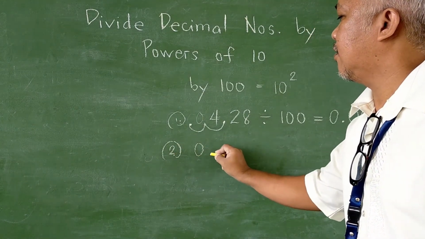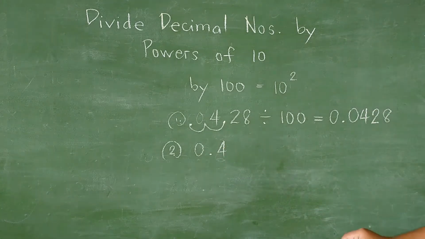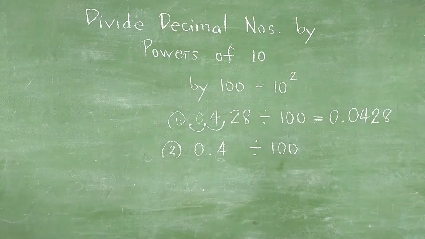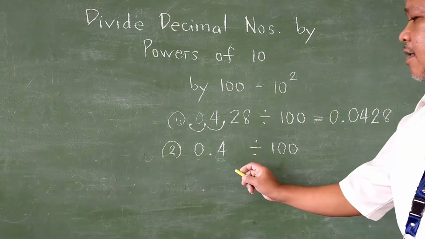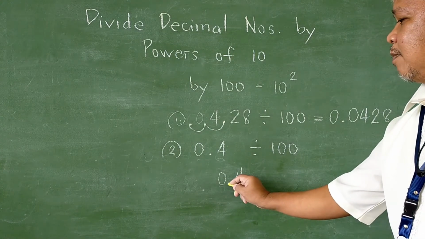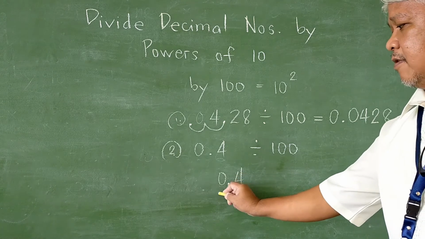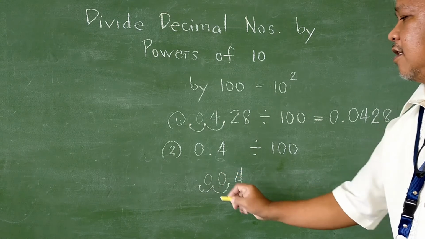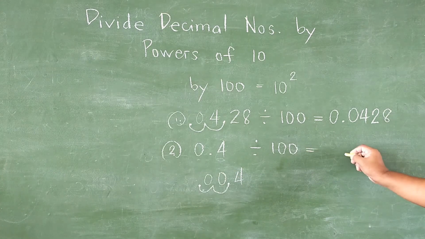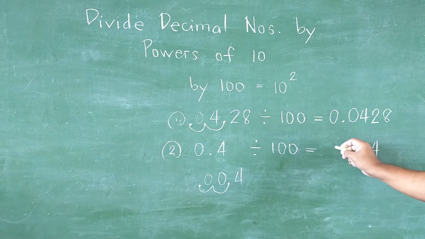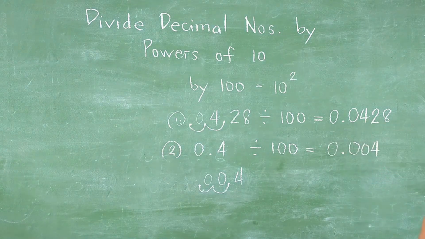Next, another sample. Suppose you have 0.4, then divided by 100. Okay? So sabi natin, from 0.4, okay, move this point 2 places to the left. So 1, 2. So lalagyan natin ng 0. It is now equal to 0.004. Again, we can put 0 before the decimal point.